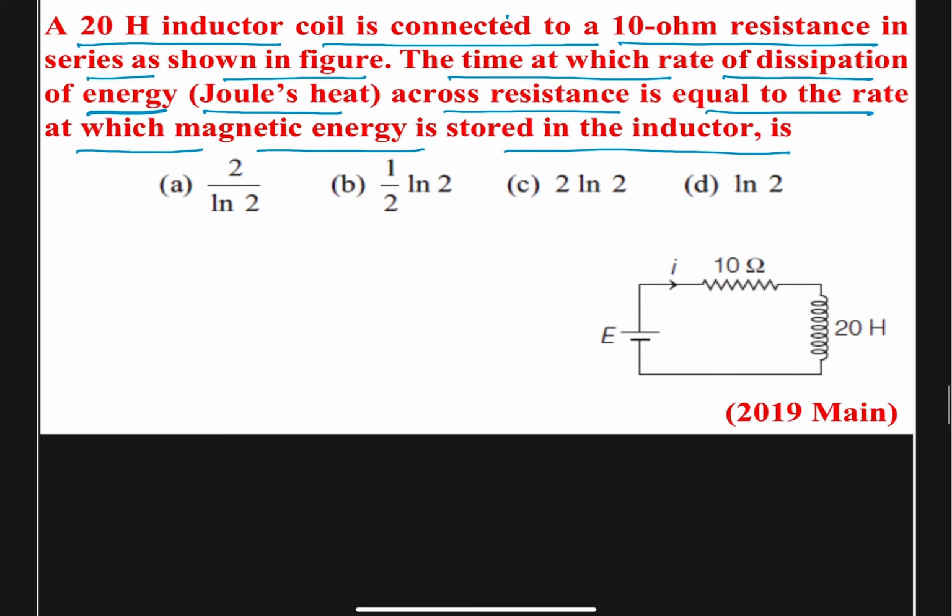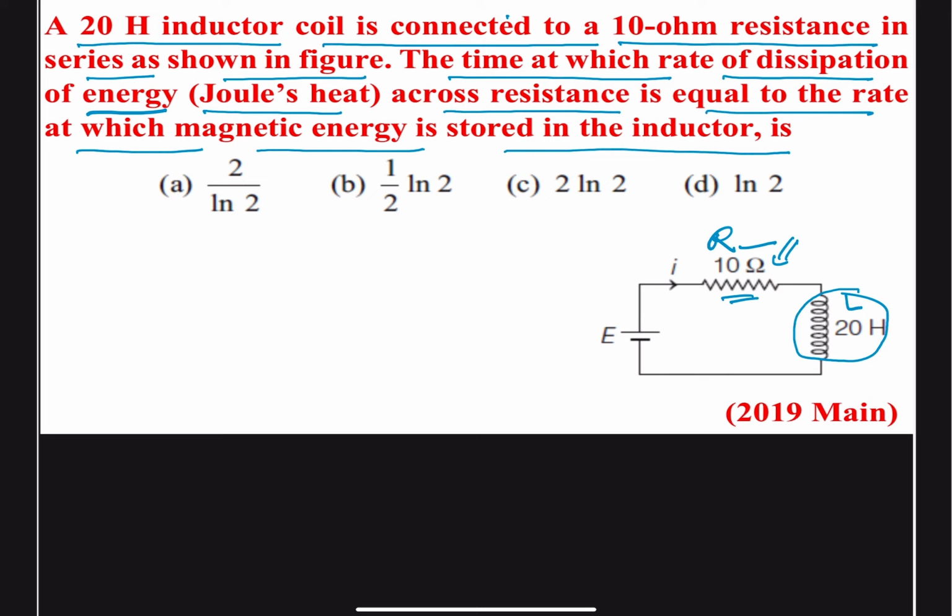So we are given an RL series circuit. Resistance is 10 ohm and inductor is 20 Henry, and we have to find out the time at which the rate of dissipation of energy in the resistance will be equal to the rate at which the magnetic energy is stored in the inductor.